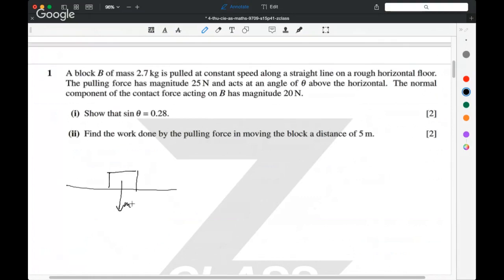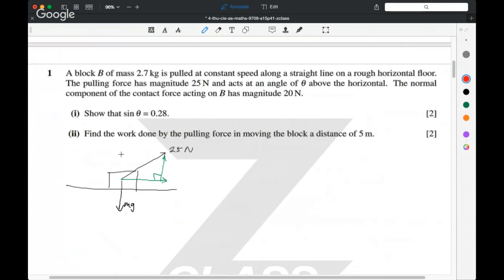So we have mg, as usual, flat floor. And there's some reaction force. In fact, I'll draw that in afterwards because you'll see that the reaction force is not, in this case, equal to mg. We have this pulling force of 25 newtons. We can resolve this force along the floor into a horizontal and a perpendicular component.